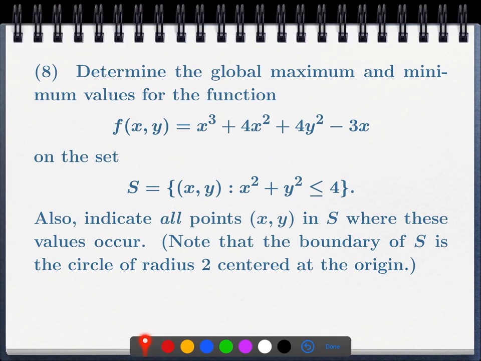Global max and min, definitely something we want to be able to do in this course. We have a function of two variables that's given to us. We're inside a circle of radius 2 centered at the origin, and we want to find all points x and y in this circle or on this circle, where the max and min values occur and what those maximum and min values are.